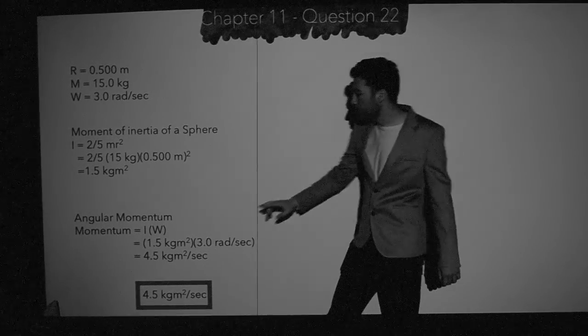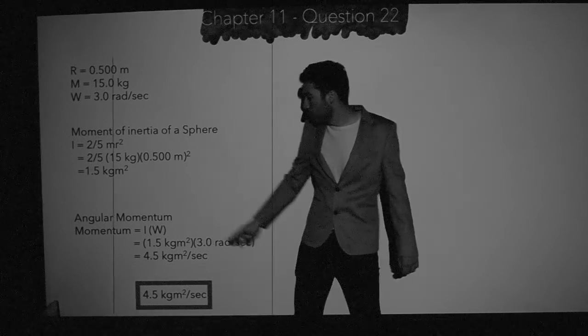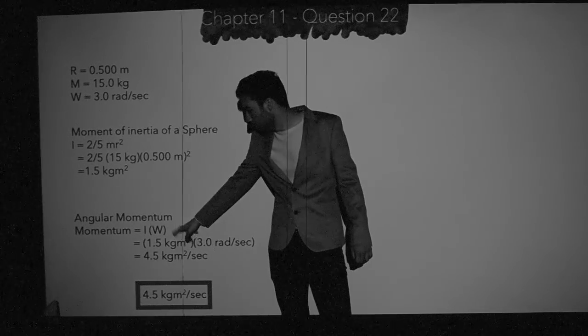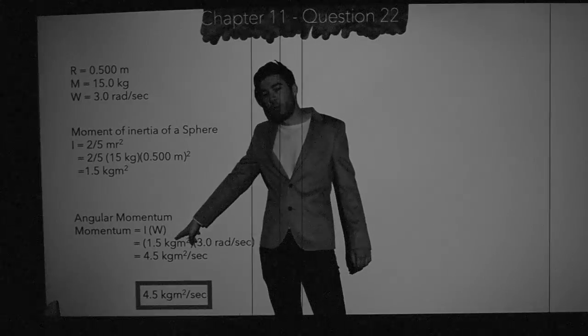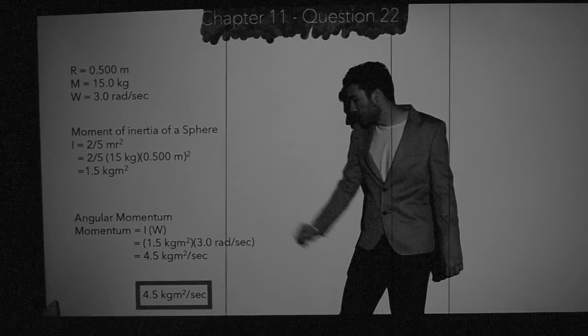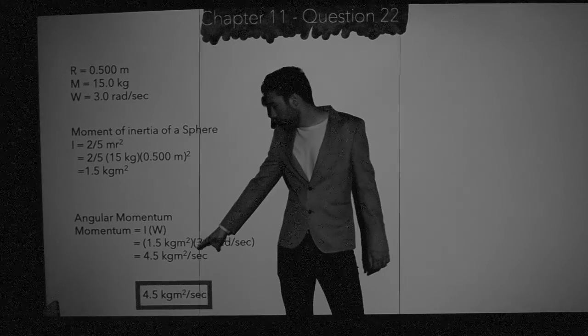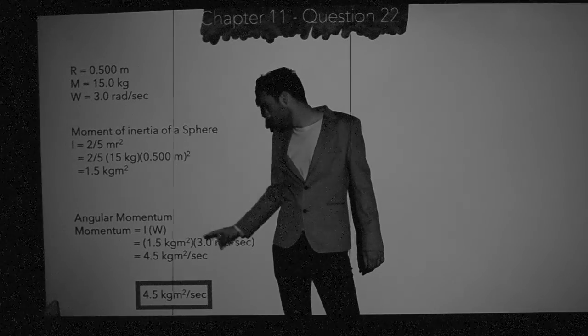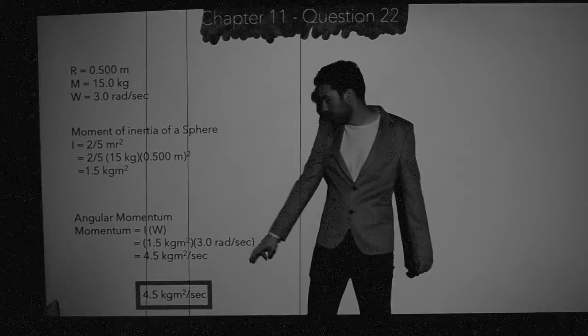Once we have that, we can move on to our angular momentum, which we know is going to be our moment of inertia times our W. So it's just going to be 1.5 kilograms meters squared times 3 radians per second to get 4.5 kilograms times meters squared divided by seconds, and then that's going to be our final answer.